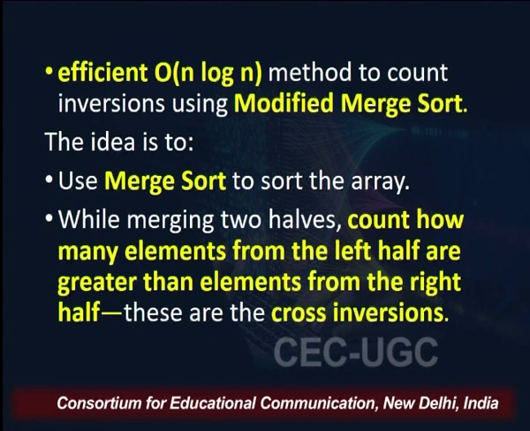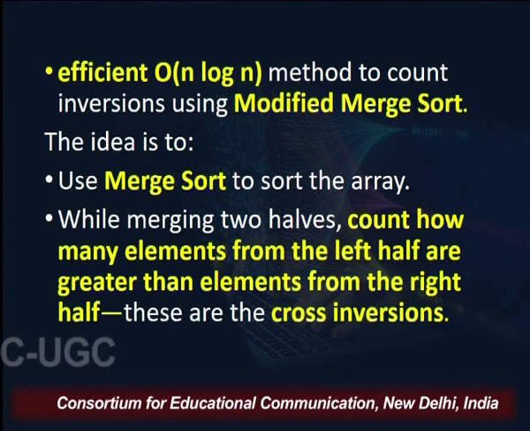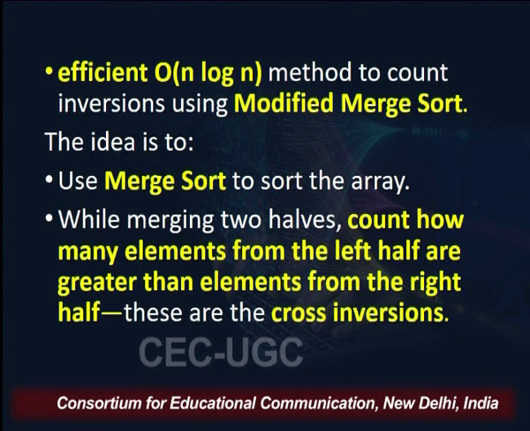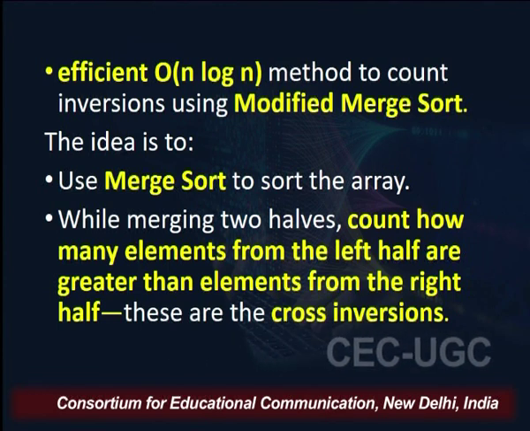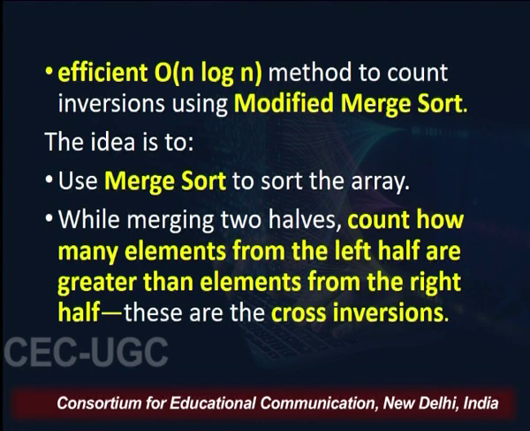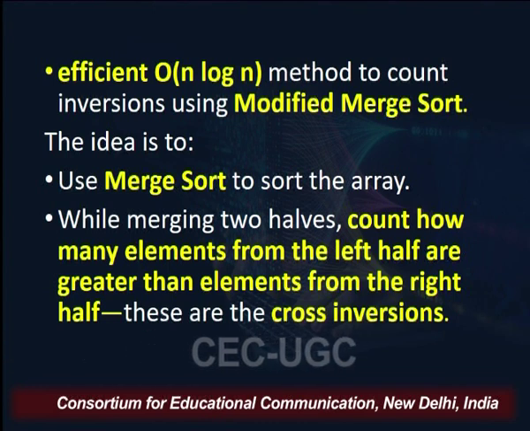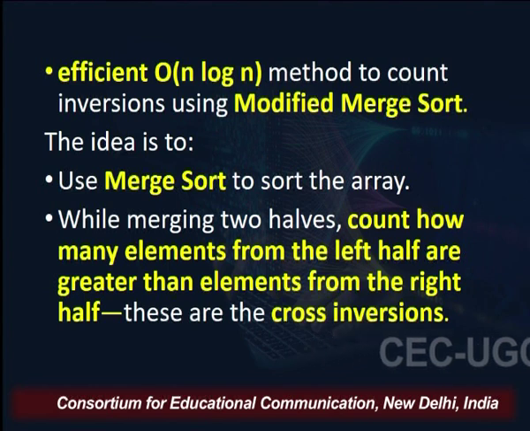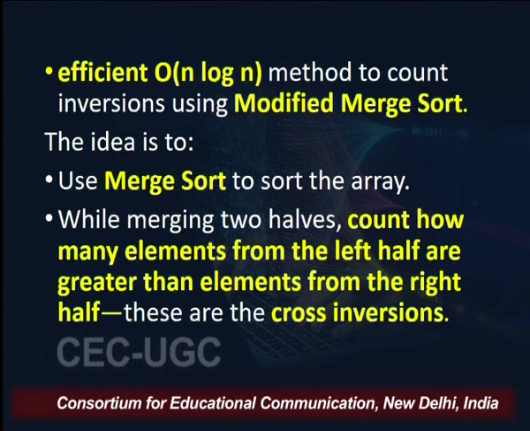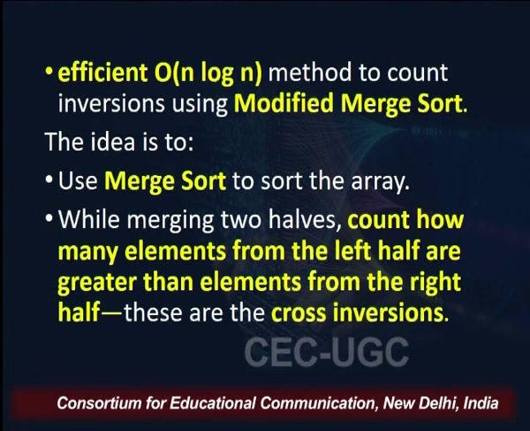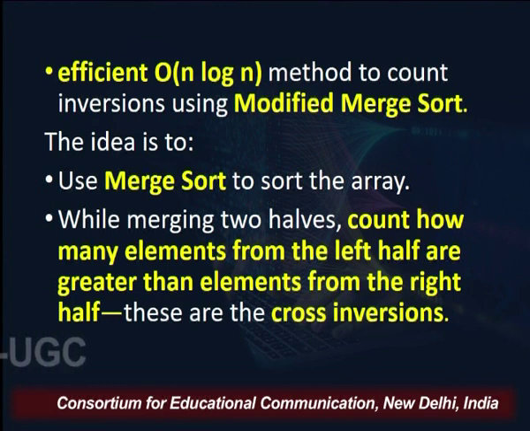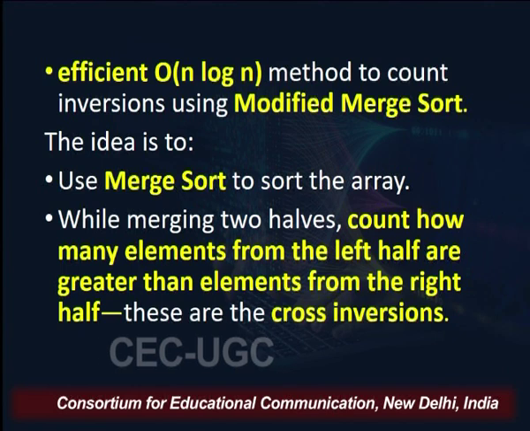While merging the two halves, we count how many elements from the left half are greater than the elements from the right half. Basically, these are the cross inversions. Apart from these cross inversions, we also need to look into the individual inversions of the two separate arrays, the left array and the right array. By counting all those inversions, we solve our problem of inversion count.